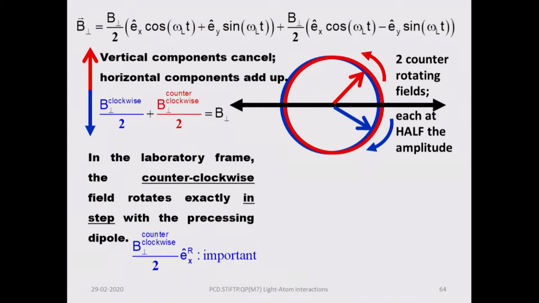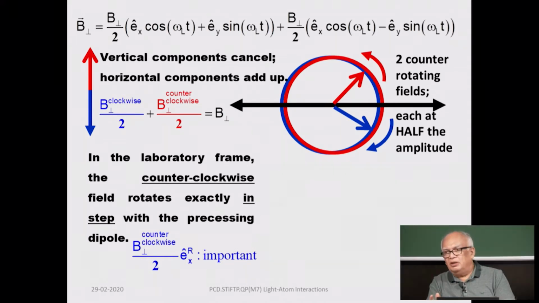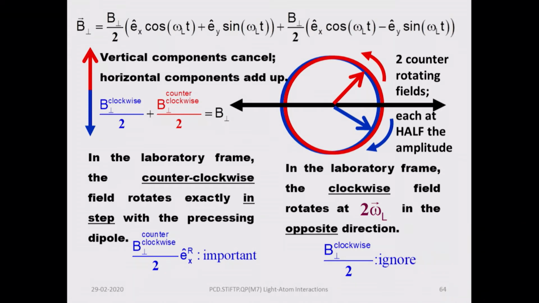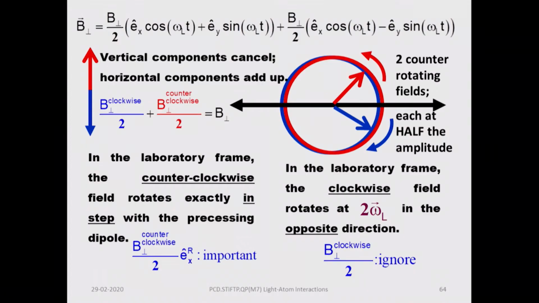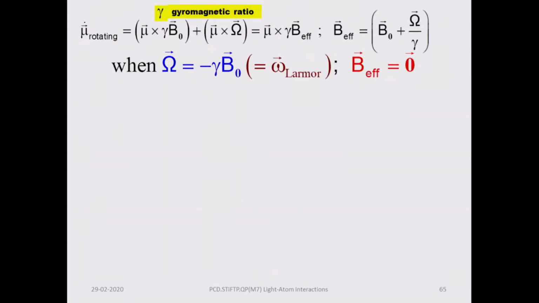So, now in the laboratory frame you have the counterclockwise field which rotates exactly in step with the precessing dipole. Okay? But you have the other field which is rotating clockwise, it will be seen to be rotating at twice the angular frequency, and it would be that much farther off from any resonance energy, because it will be rotating at twice the frequency, whereas this one would be rotating exactly in step with the precessing dipole. So, this is what we have got.